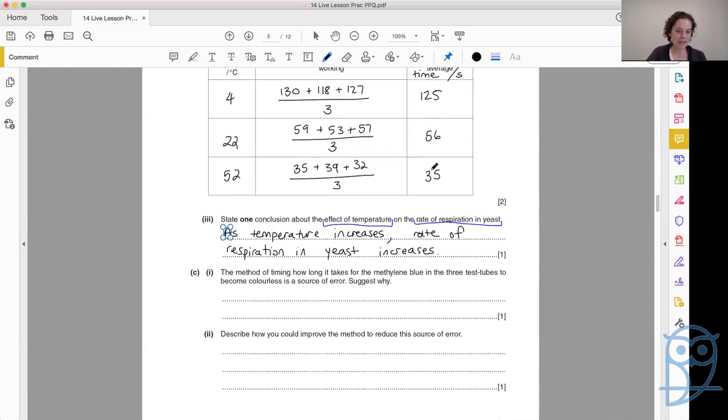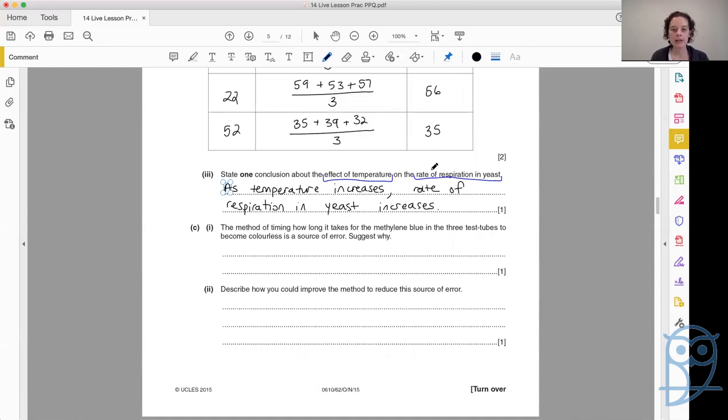Okay, right, so the method of timing how long it takes for the methylene blue in the 3 test tubes to become colorless is a source of error. Suggest why. Well, Mr. Examiner, we're ready for you because we already thought about that when we did our introduction. We had 2 different things. One was that it's difficult to do all of them together because we've only got 2 hands. The other one was, is my colorless the same as your colorless? So it's only 1 mark. You need 1 reason. So here is your choice.